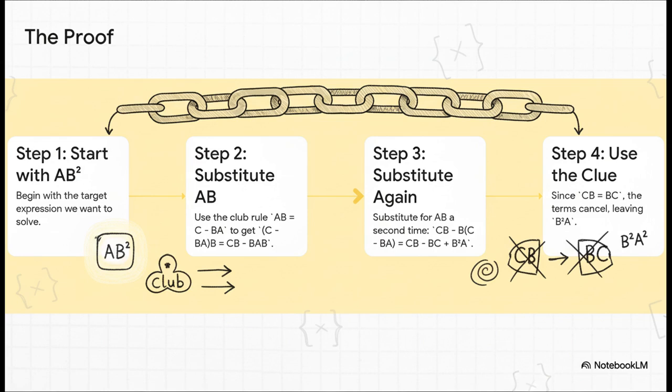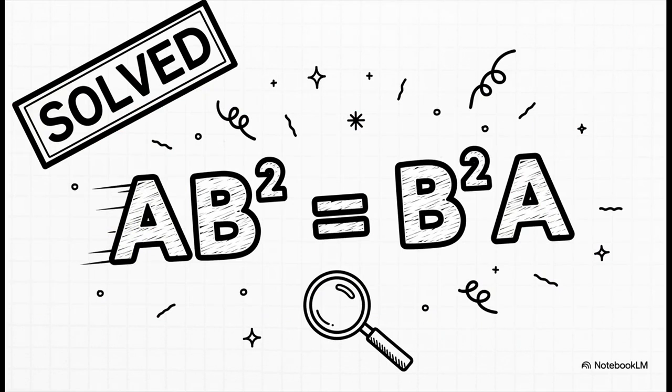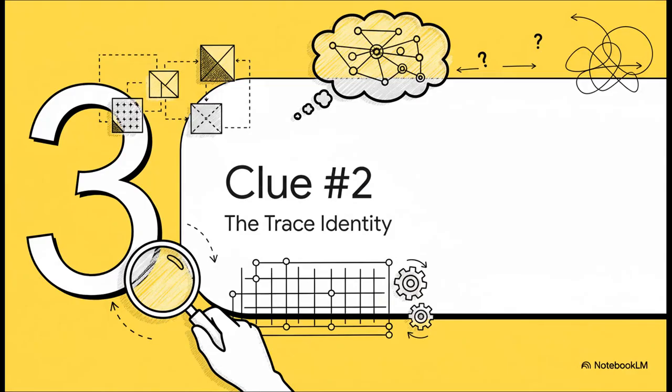And now for the final move. Remember our key clue? CB equals BC? So those first two terms, they just poof, they cancel out. And what are we left with? Just B squared A. And there it is. AB squared equals B squared A. They commute. Case closed on part 1 of our mystery. Pretty neat, right? All right, but the story doesn't end there.